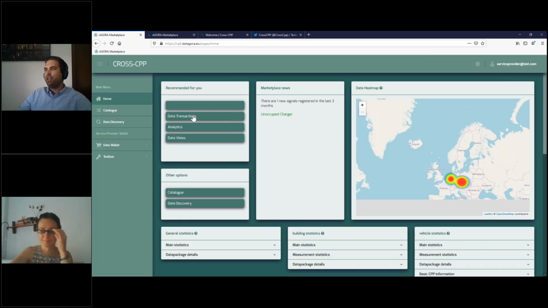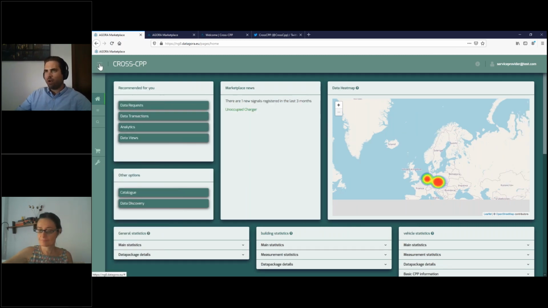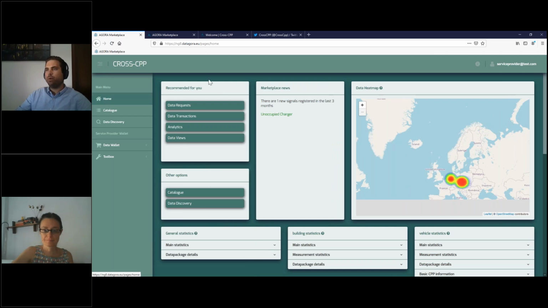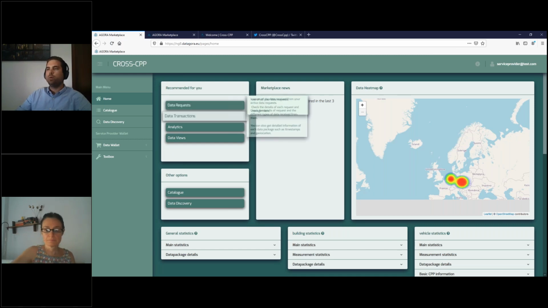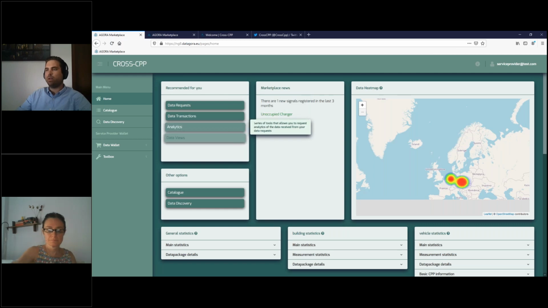Okay, so now you can see the screen. This is the Agora panel. As we have told you, this is the front end of the application. I'm going to explain very briefly each of these boxes to give you a more detailed overview. Here we have a summary of the main sections that we can check within the application: data requests, data transactions, analytics, and data views. These are functionalities that give added value to the marketplace.